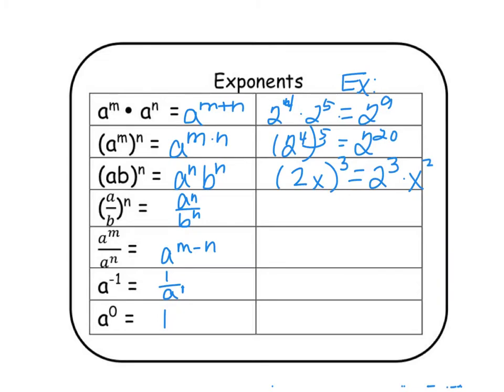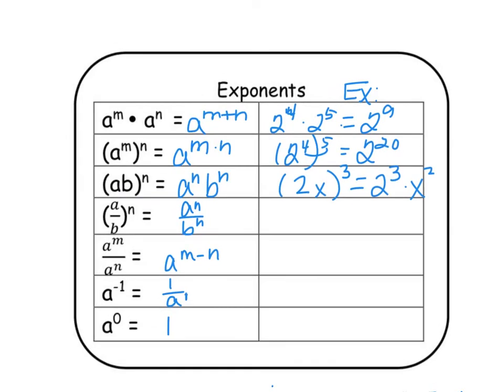Okay, and same thing with division. If we have a fraction to a power, let's say, for example, that we have 2/3 to the 5th power. That's the same as 2 to the 5th divided by 3 to the 5th. And we could simplify 2 to the 5th and 3 to the 5th, but for our purpose, we'll just leave it right there.